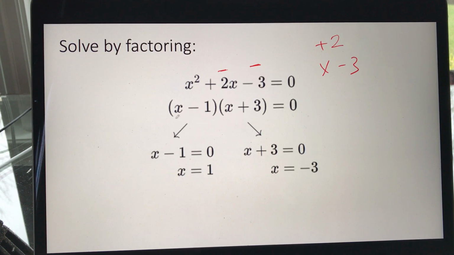And then I know because this bracket times this bracket is equal to 0, that means x minus 1 equals 0 or x plus 3 equals 0. And then I can solve each of them and I'll get my answer x equals 1 or x equals -3.